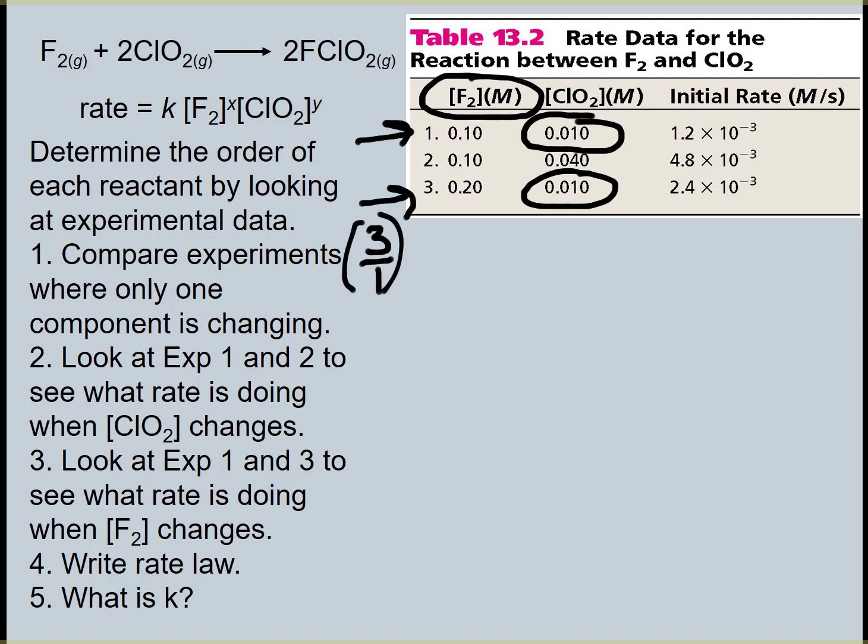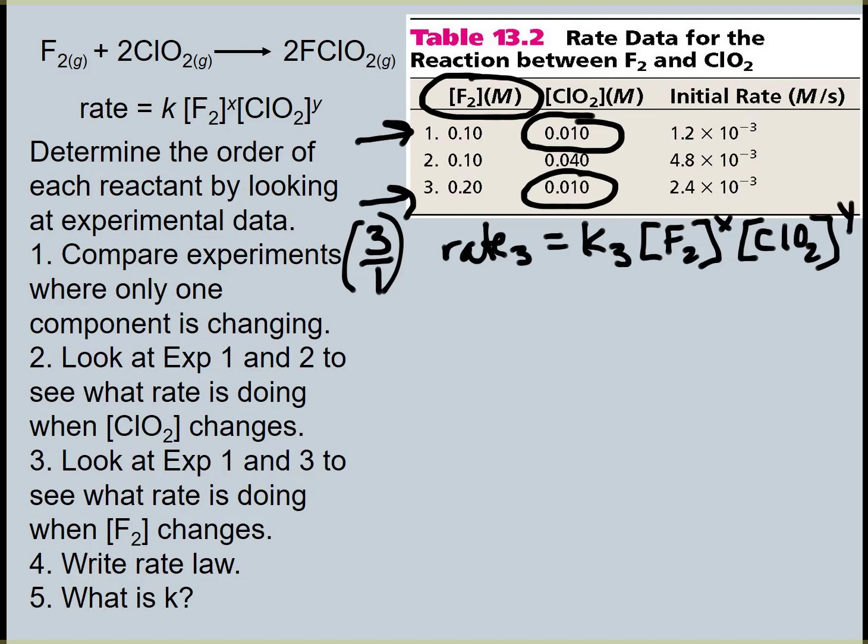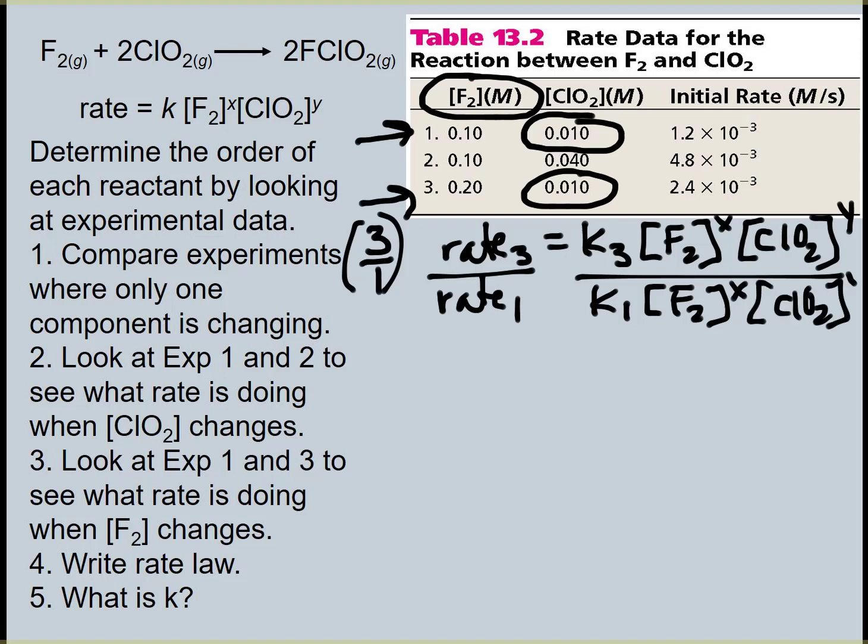So let me write my expression. I have the rate of 3 is equal to the constant 3 times the concentration of my Fe2, because that's what I'm looking at. And it is good practice to put in the other one, ClO2, and this time I'm going to put the Y. Then I have the rate of my first one divided by the rate law constant, which is 1, times Fe2 to the X, ClO2 to the Y.